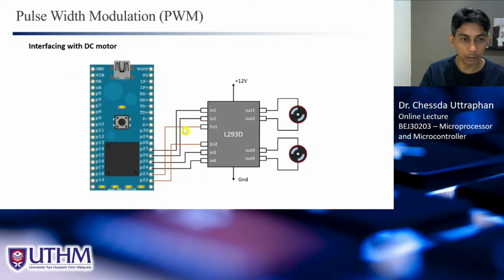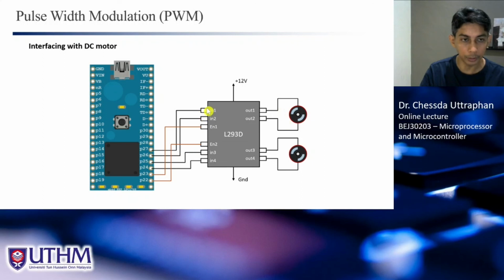So the microcontroller just provides the PWM signal. We use two PWM signals to control the speed of the motors. This PWM signal is connected to the enable pin at the driver chip here: enable 1 for motor 1, enable 2 for motor 2. And we have this one to control the direction of the motor.